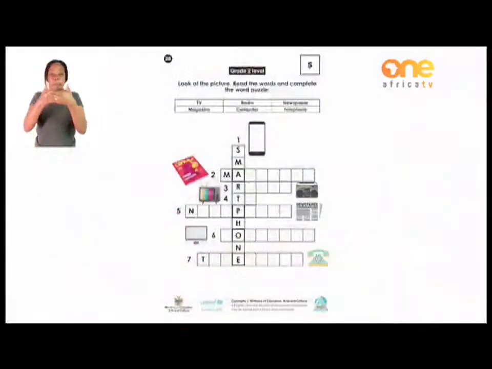Okay, now check with me on page 28. All the communicating tools are there, and we are going to enjoy doing this puzzle together. Now, the names of the communicating tools are up there in the block. There's a table on top there. The names are there. TV, in short for television. You just say TV. Okay? And we have a radio, a newspaper, a magazine, a computer, a telephone.